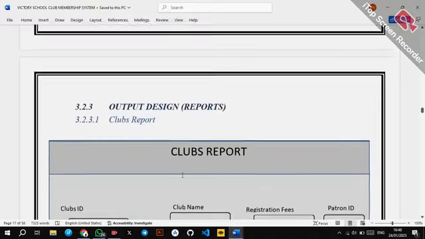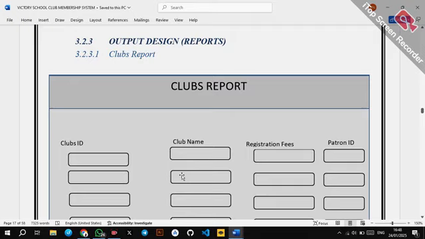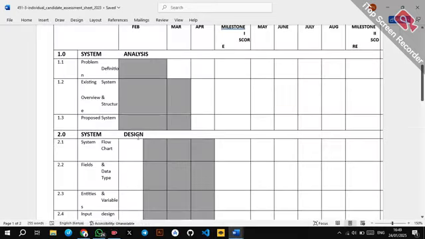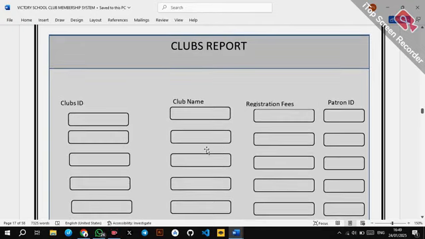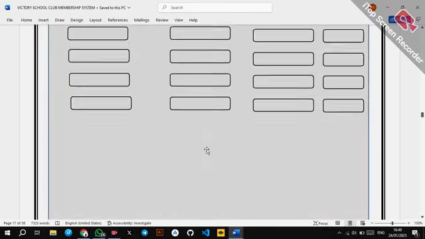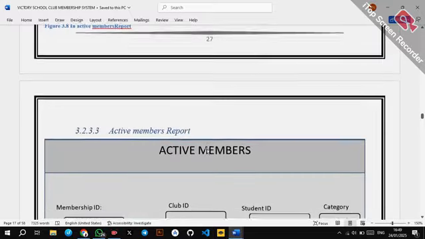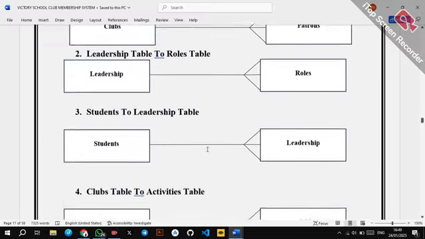Then you have output screens. Most people forget about the output screens and it is marked. It is there in the marking scheme. So when you come here, you have input design and output design. You should draw at least 3 output designs. Yes, you have a number of them, but you draw at least 3 of them.